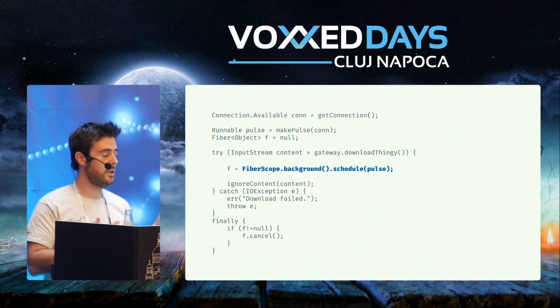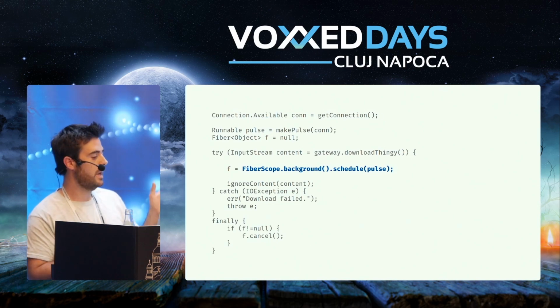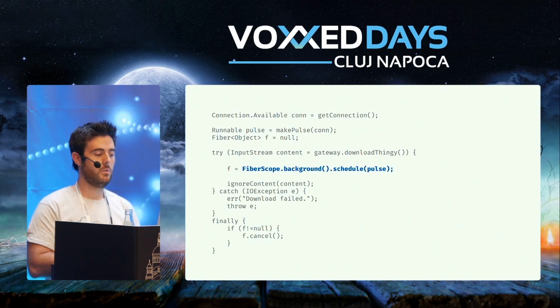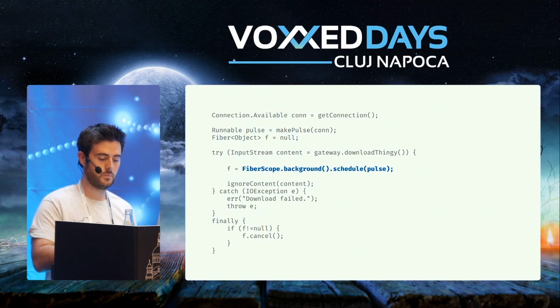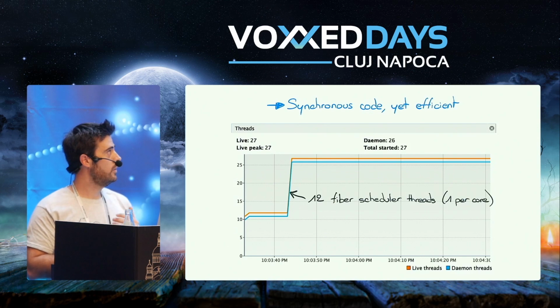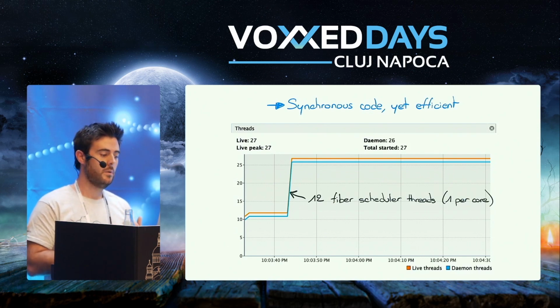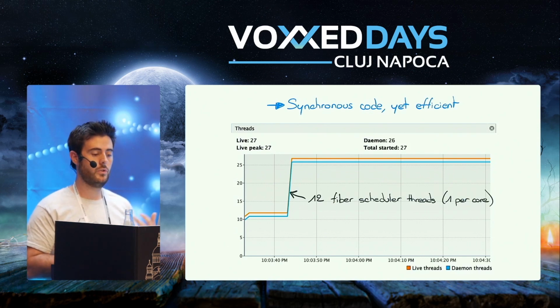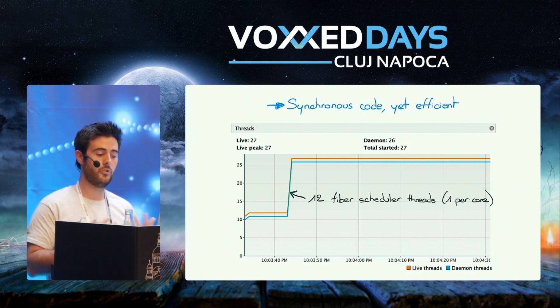As I said, all I had to do was to use a special thread scheduler, which is given by this fiberscope.background, which will probably change because the API is still a prototype, but I will talk about that later. So again, this is really efficient because we are able to handle those 200 clients with only the 12 threads created by the scheduler, which corresponds to the number of threads I have on my machine.